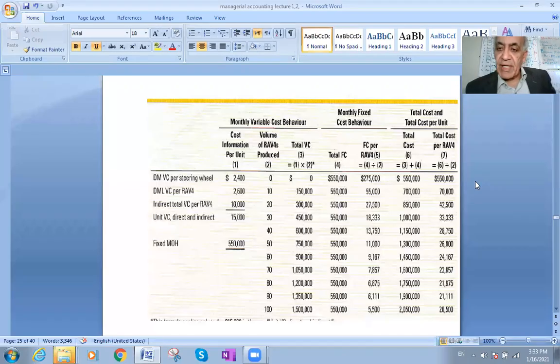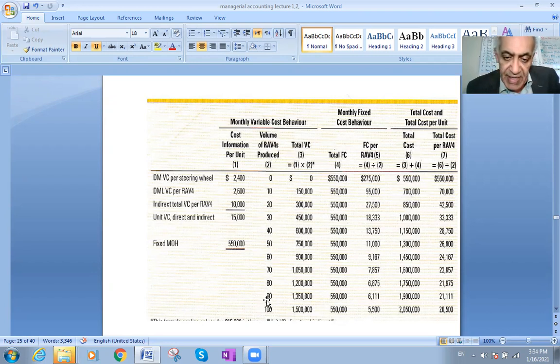The last column is the total costs per unit. How will I get the total cost per unit? It means the total cost divided by the volume of production. And you have the numbers of the columns here, so this will make it easier. On the first level, the total cost is 550,000. Now we will divide the numbers of column number 6 by the volume of production.